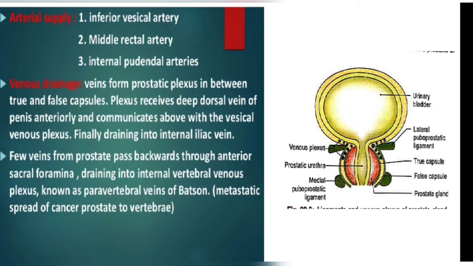The plexus receives the deep dorsal vein of the penis anteriorly and communicates above with the vesical venous plexus, finally draining into the internal iliac vein. Few veins from the prostate pass backward to the anterior sacral foramina, draining into the internal vertebral venous plexus known as the paravertebral veins of Batson. Metastatic spread of cancer of the prostate to vertebrae occurs this way. So, in this diagram we can see this is the venous plexus.